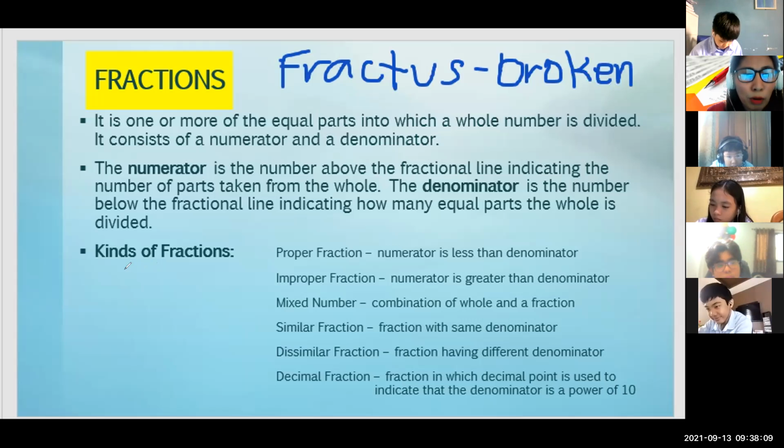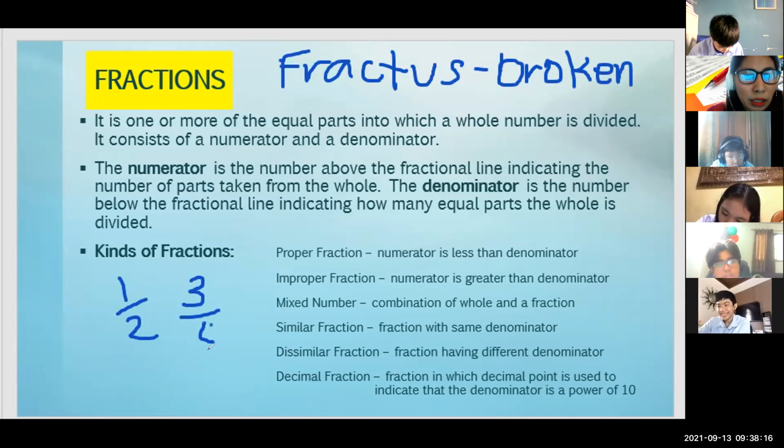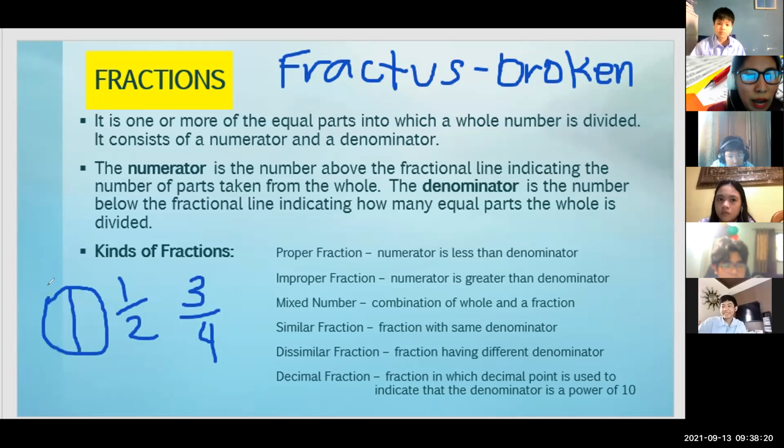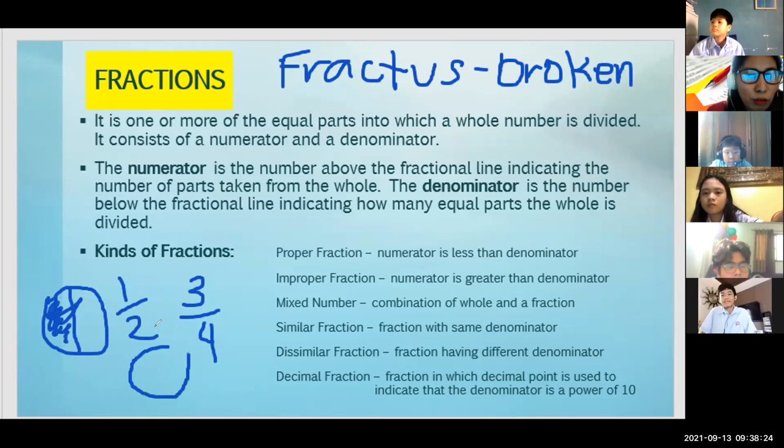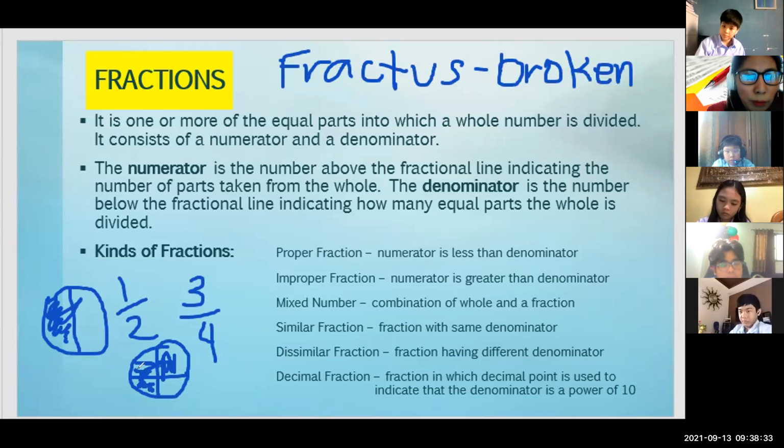Examples are 1/2 and 3/4, not the whole, right? 1/2, only a half. When we say 3/4, only 3/4 of the whole are covered or being taken away. Not all, right? Not all.